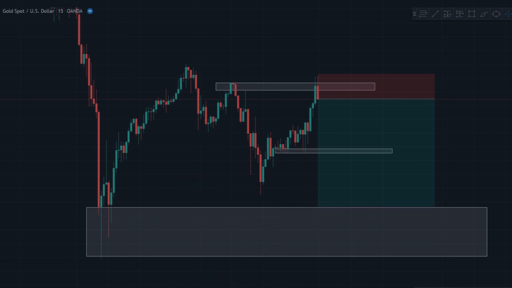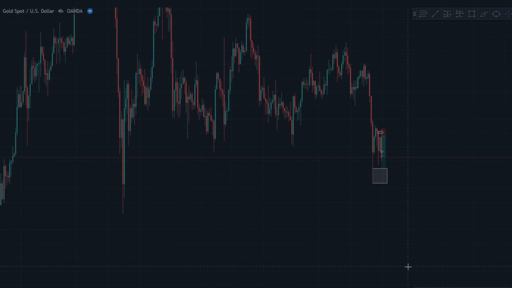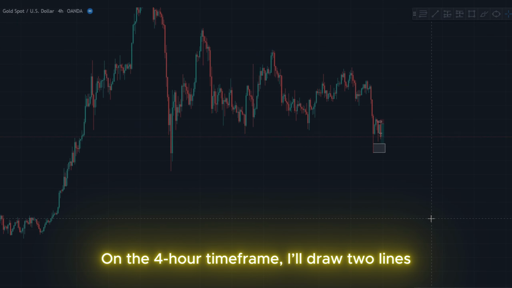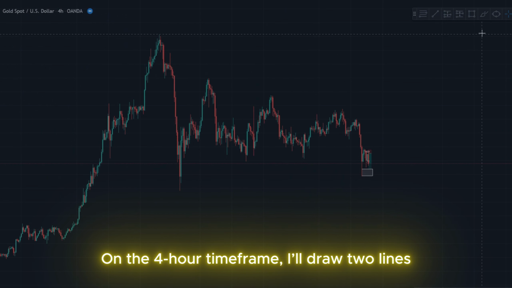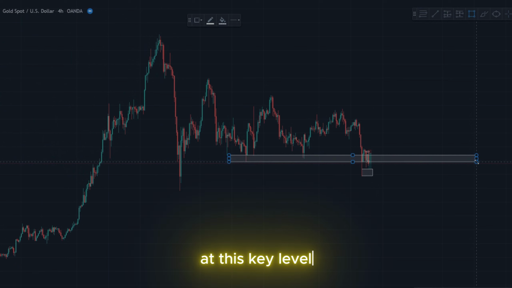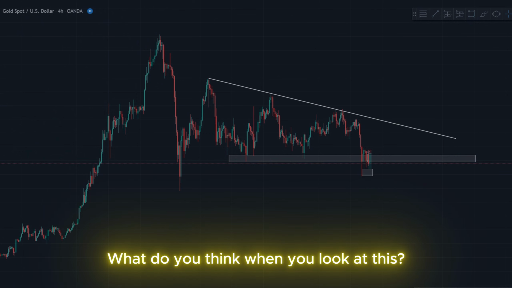So, let's zoom out to the bigger picture, which is the 4-hour time frame. On the 4-hour time frame, I'll draw 2 lines at this key level and here. What do you think when you look at this?